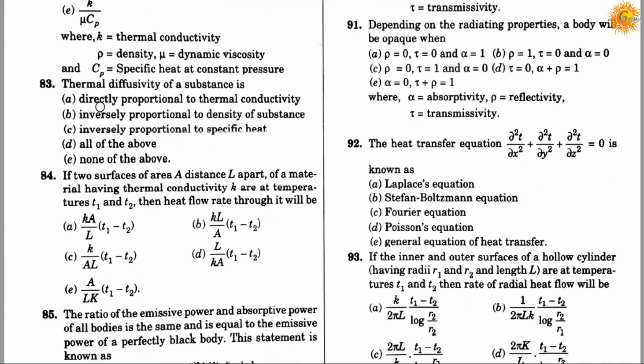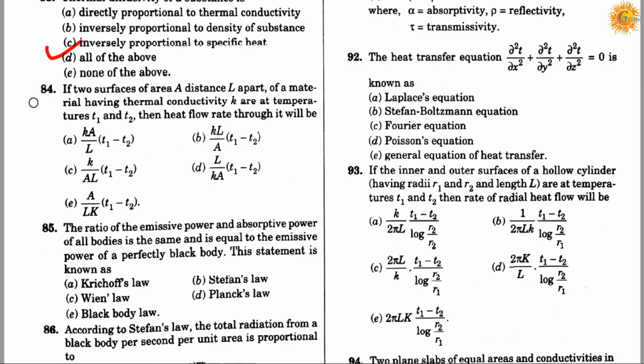Question number 83. Thermal diffusivity of a substance is: option A, directly proportional to thermal conductivity; option B, inversely proportional to density of substance; option C, inversely proportional to specific heat; option D, all of the above; option E, none of the above. So correct answer is D, all of the above. Question number 84.